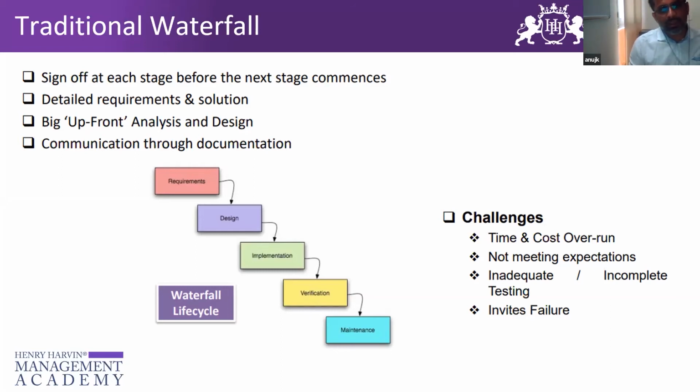And with agility, yes, there are changes that have happened. These are the traditional waterfall approaches that used to happen in previous days. Any questions, any doubt till now?